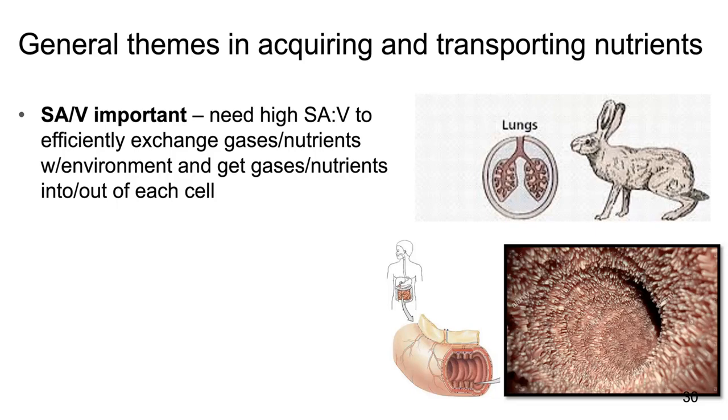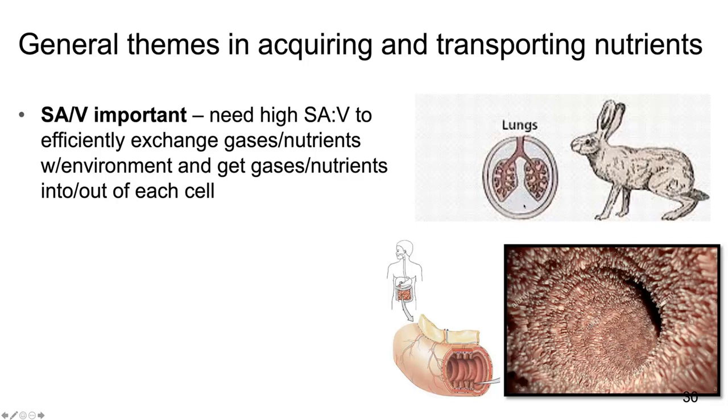Number one, surface area to volume ratio is hugely important for acquiring and transporting nutrients, especially acquiring nutrients. Organisms typically need a very high surface area to volume ratio to efficiently exchange gases and nutrients with the environment, and also to get gases and nutrients into and out of each individual cell. Whether you're looking at the inside of your intestine where you're absorbing nutrients and you have all these little things that are like fingers, these are called villi. These greatly increase the surface area to volume ratio of your intestine for nutrient absorption.